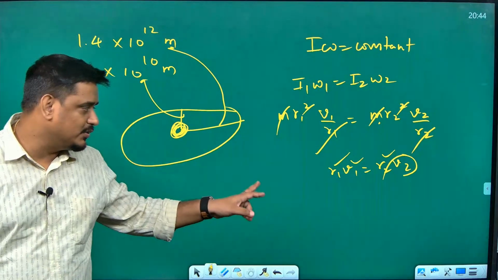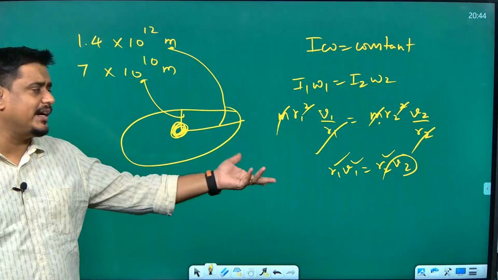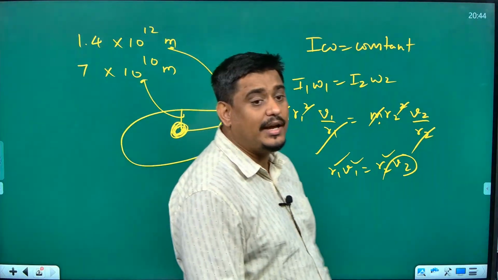They gave the R1 value, the R2 value, and the V1 value. Put everything into the picture and you will get the answer for V2. I hope it is clear to you.